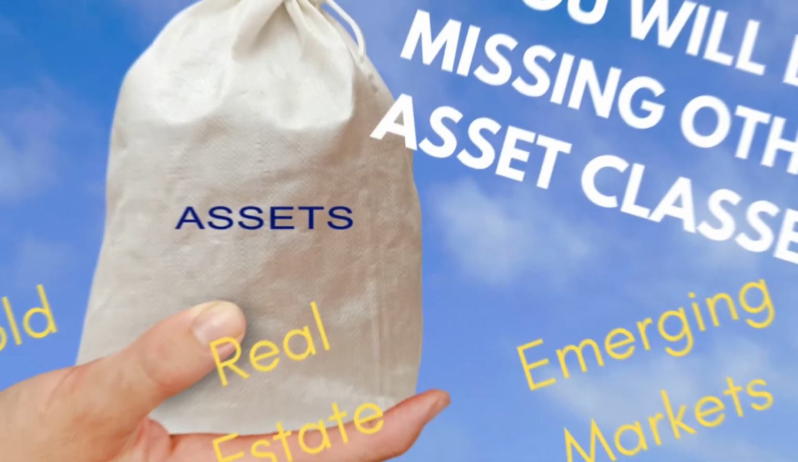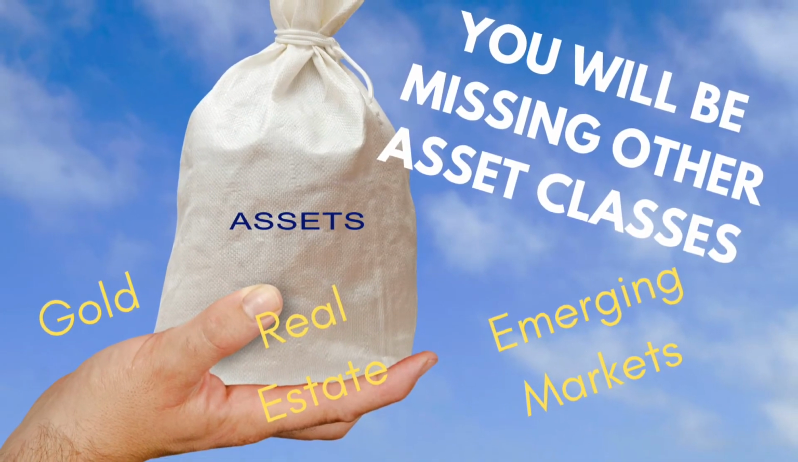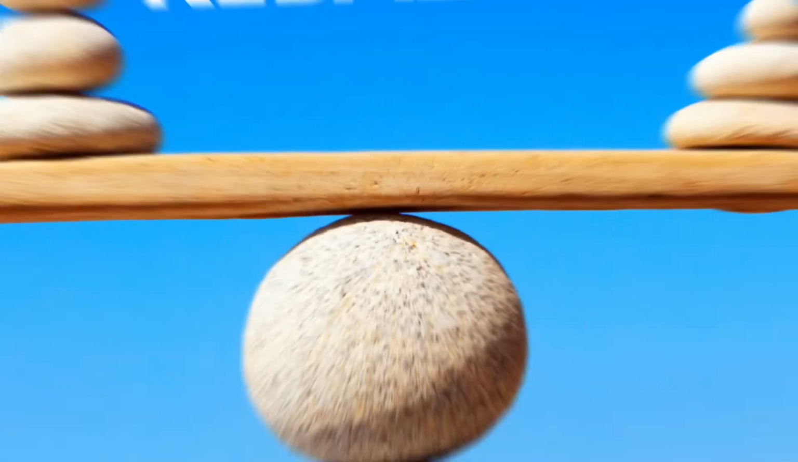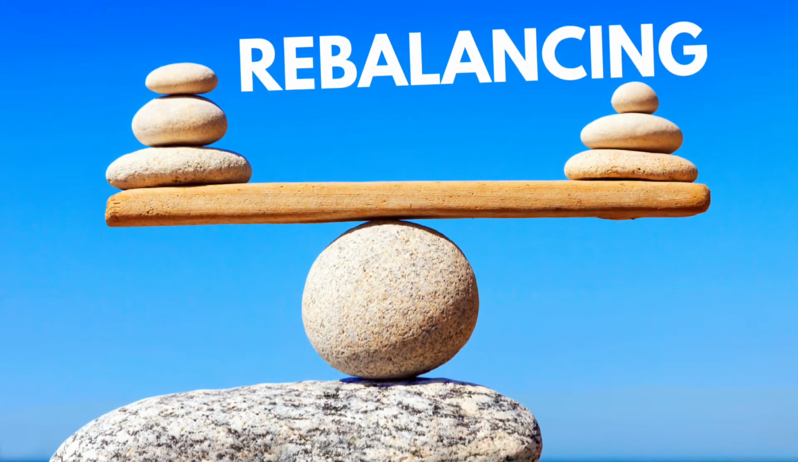Another disadvantage is that you will be missing other asset classes. For example, investing in commodities like gold or investing in real estate, emerging markets, and small cap stocks would not be an option. The last disadvantage is rebalancing, meaning that you will have to stay on top of the allocation and rebalance accordingly to really maintain your investment goals. So you'll have to know the percentages you want to maintain for each fund.